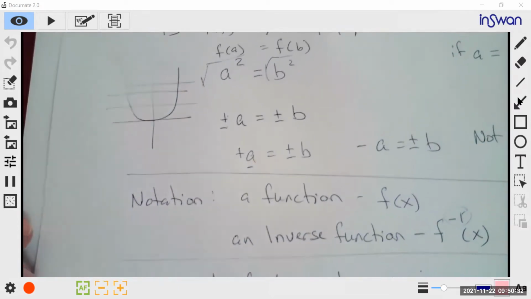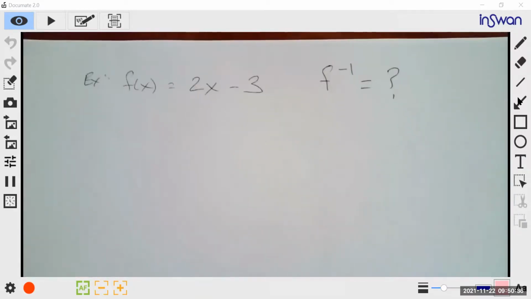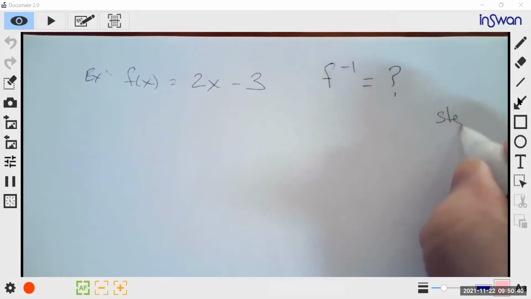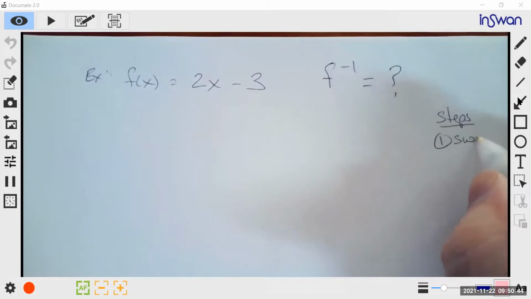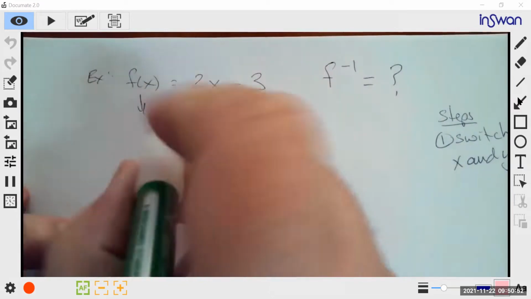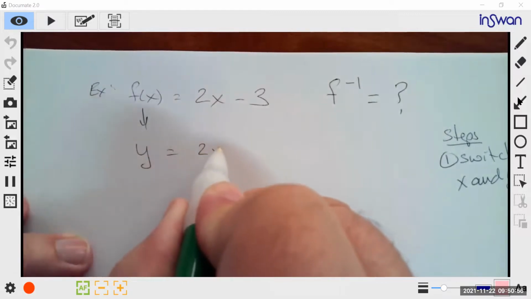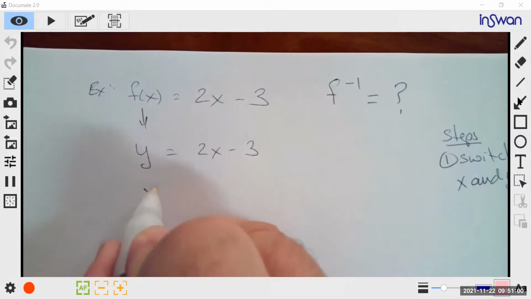All right, so I forgot to put the graphics to it. So that's what we're looking at. That's what we mean. All right. So remember, we only have 3 steps. 1, switch x and y. So f of x is the same thing as y. So we switch x and y.